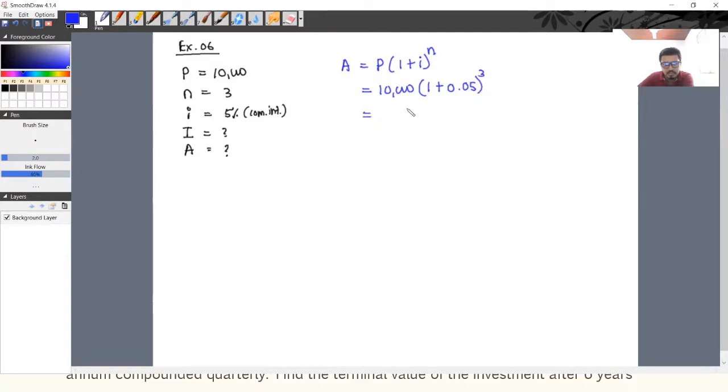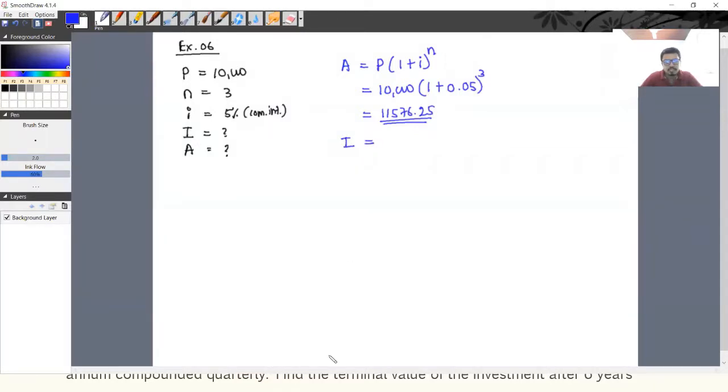So what is the total amount at the end of this given 3-year period? Straight away we can say within the bracket value should be 1.05 to the power 3 into 10,000, that is 11,576.25. We have found the total amount.